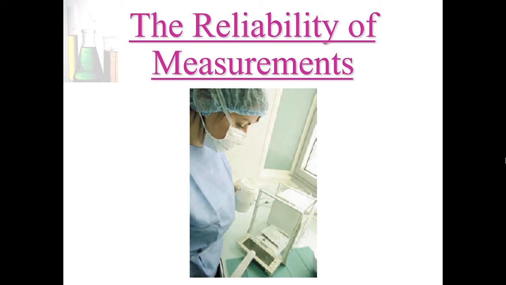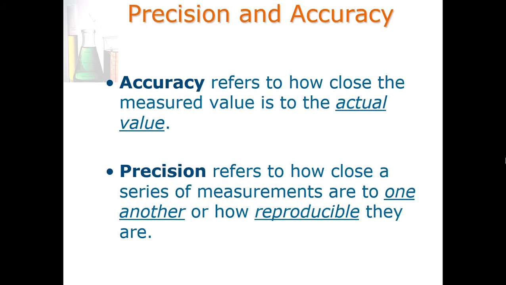In the previous section, we talked about how the quote-unquote math of chemistry has to do with measurements. Now, the way we obtain measurements leads us to a discussion here about the reliability of such measurements. And there's two concepts we need to discuss here. One of them is accuracy, the other one is precision.